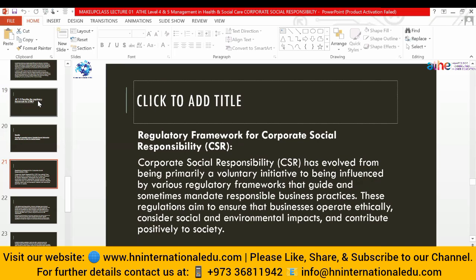Now, CSR has evolved from being primarily a voluntary initiative to being influenced by various regulatory frameworks that guide and sometimes mandate responsible business practices. These regulations aim to ensure that businesses operate ethically, consider social and environmental impacts, and contribute positively to society. This is again a brief summary of CSR. It is basically whatever steps we take to save the environment and the society.